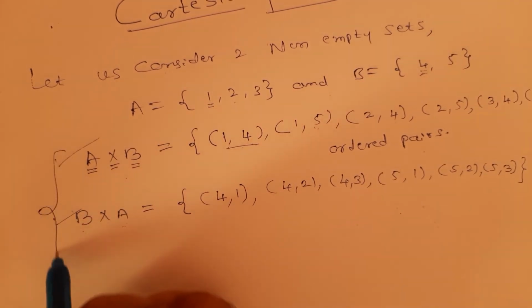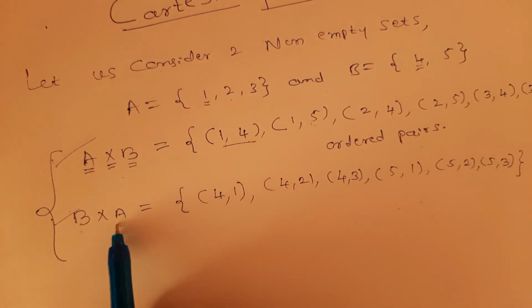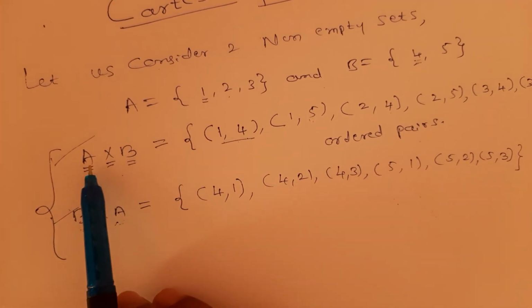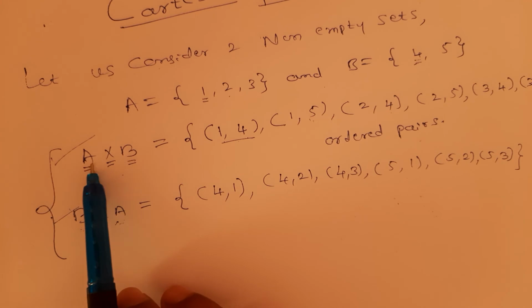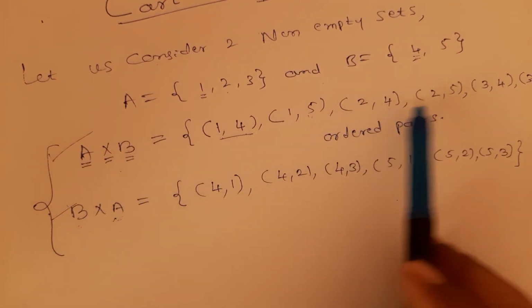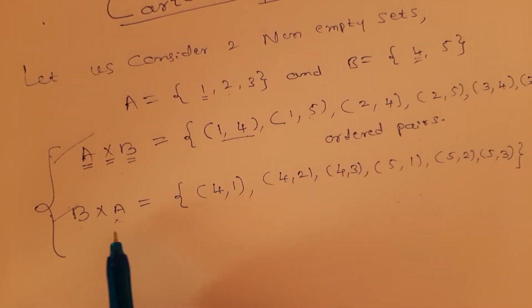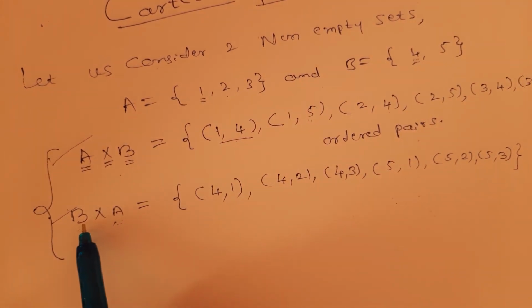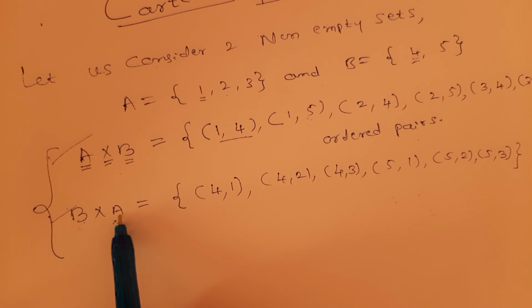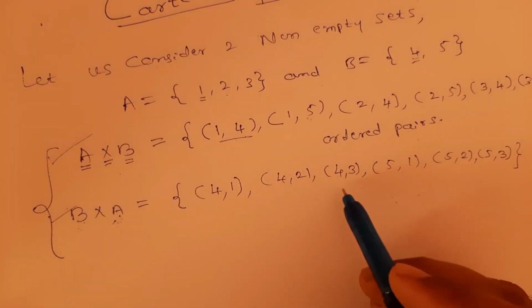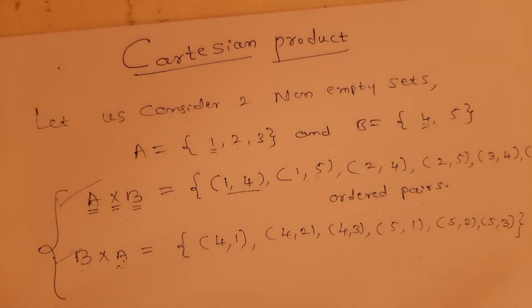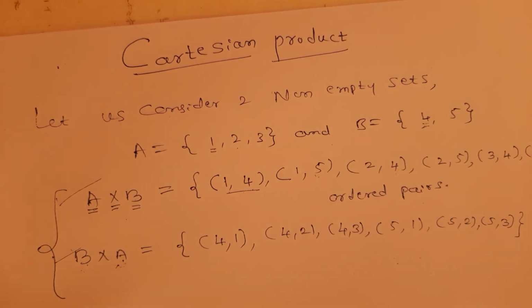Both these, A cross B and B cross A, are called Cartesian products. Here the difference is, here we have defined Cartesian product from set A to set B, so we got these ordered pairs. We can also write or define from set B to set A, that is B cross A. So in this way we can write the Cartesian product of two sets.